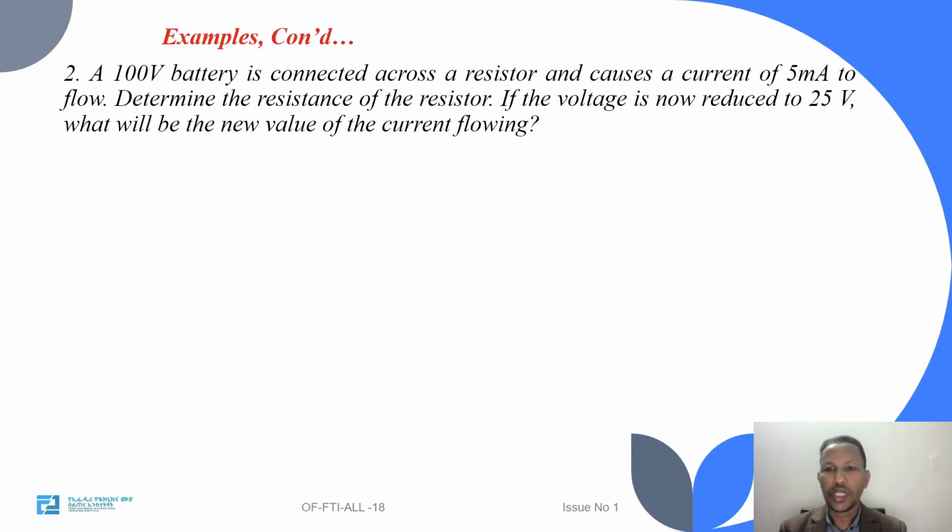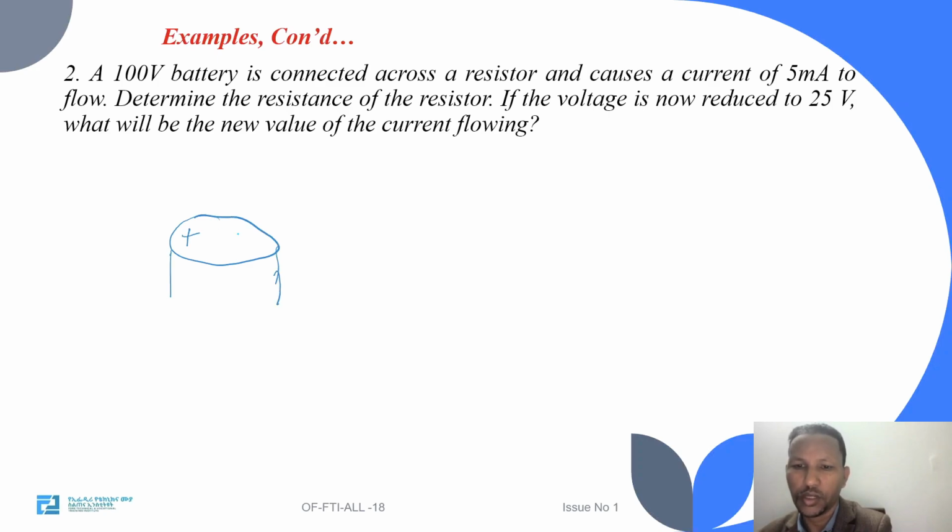The second example: a 100-volt battery is connected across a resistor and causes a current of 5 milliampere to flow. You can consider, for example, a battery.